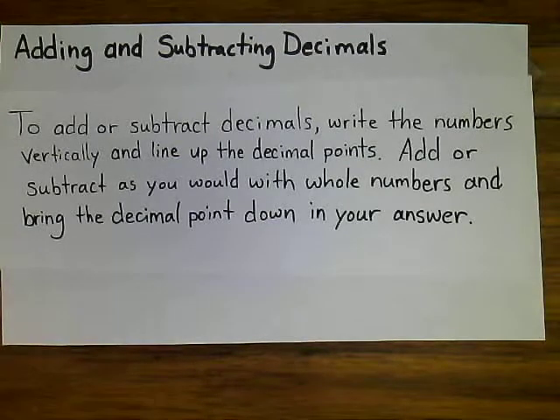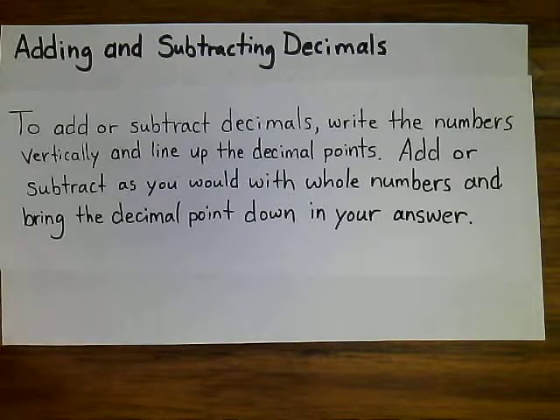Today's video is on adding and subtracting decimals. To add or subtract decimals, write the numbers vertically and line up the decimal points. Add or subtract as you would with whole numbers and bring the decimal point down in your answer. This is the main idea with adding and subtracting decimals. You basically just treat them as whole numbers and make sure you line up those decimals as you go to solve.